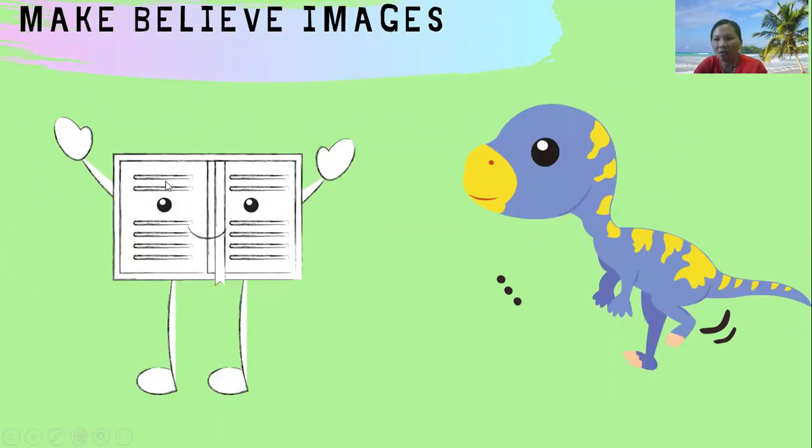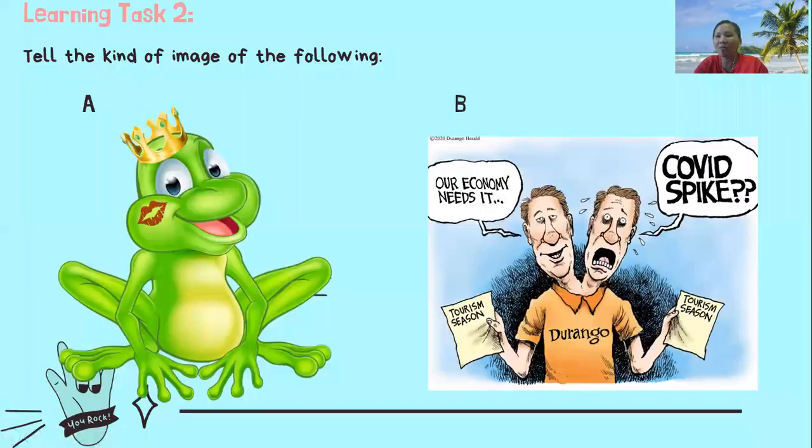So this is not real. And also a dinosaur walking. Of course, this is not real. So now let's have the learning task 2. You are going to tell the kind of image of the following, letter A and letter B. Okay, write your answer in your notebook.